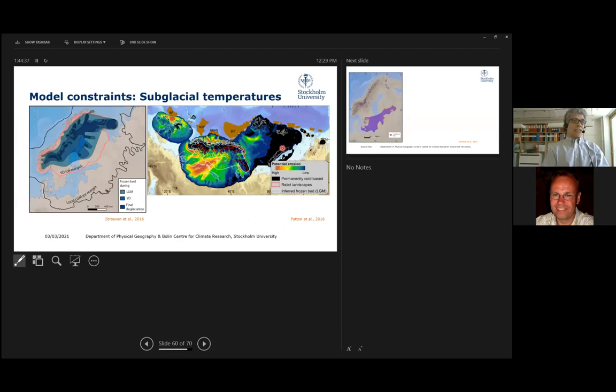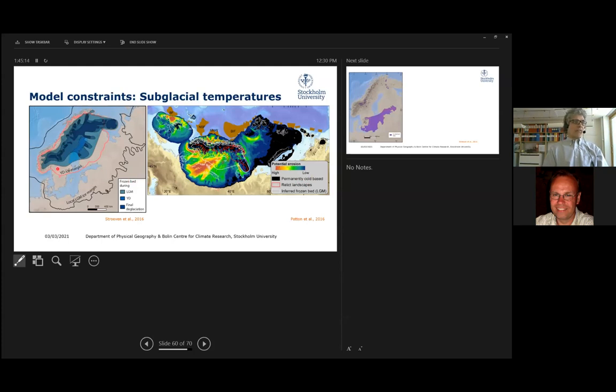The third way of looking at it is the subglacial temperatures. Here is the imprint of the subglacial temperature from the maximum, and because of the subglacial temperatures you're getting erosion. The more flow and the warmer it is, the more erosion you get, and where there's the least flow, or where it's cold based, zero erosion. So you go from permanently cold based, which is this area in here, to where there was quite a bit of flow and therefore erosion.